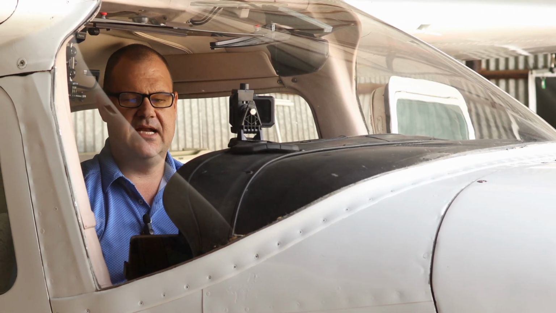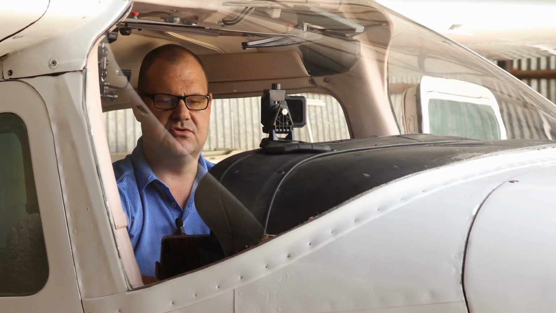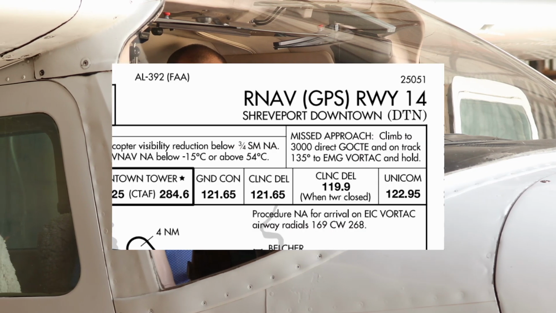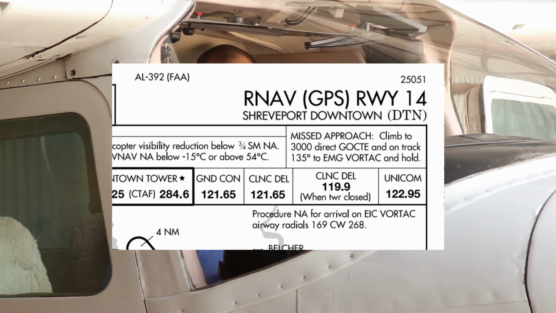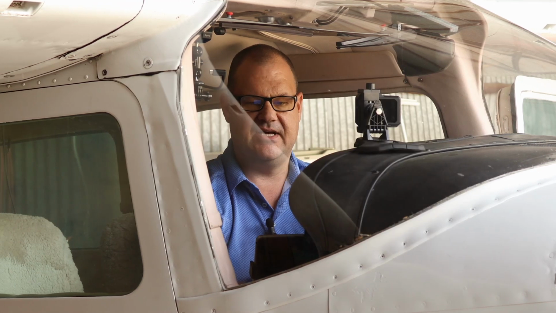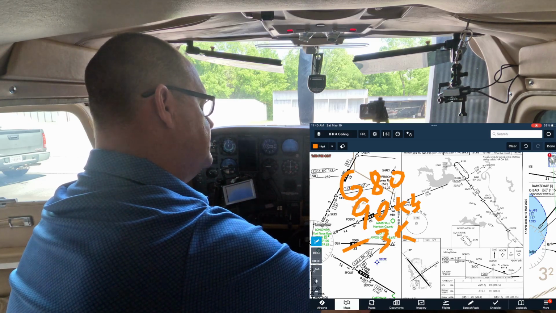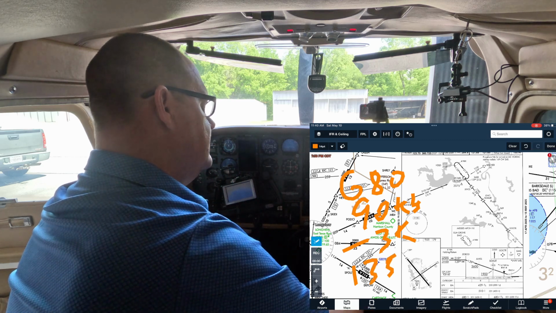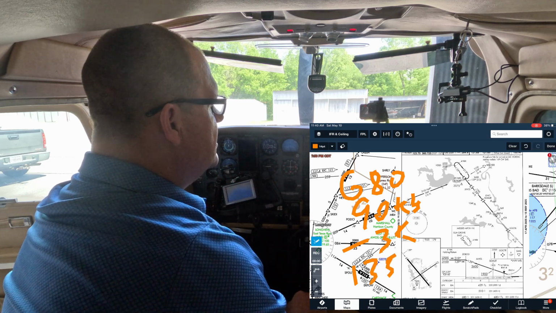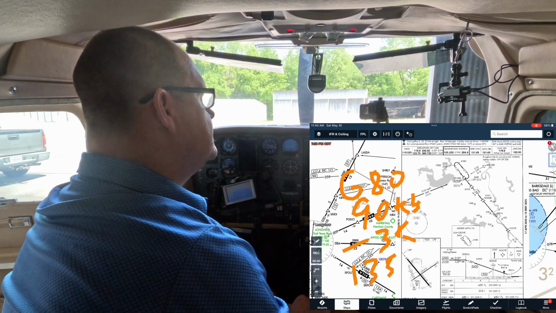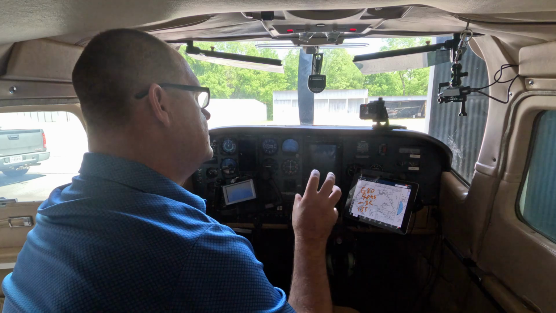The other thing that we want to annotate on there are the rest of the missed approach instructions. Missed approach is climb to 3,000, direct GOKTI on a track of 135 to Elm Grove VORTAC, and hold. It's going to be direct, 3,000, 135. Now we have our notes right there on the screen in big bold letters to tell us how to execute this missed approach. And we get that from the briefing tab of the missed approach on our approach plate. When we write that down, it helps solidify in our mind what those missed approach instructions are.